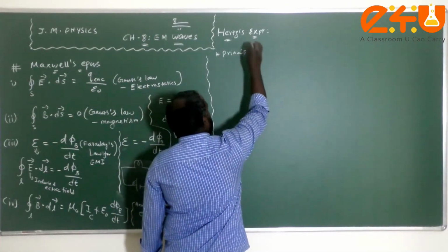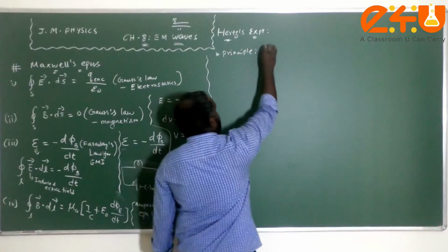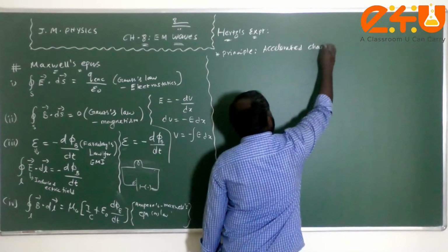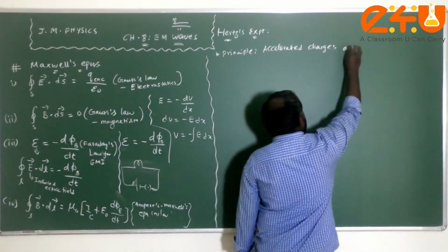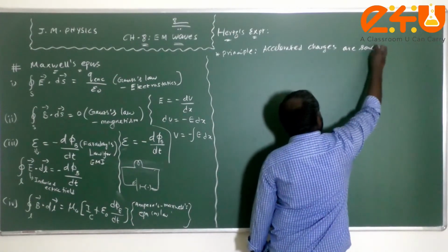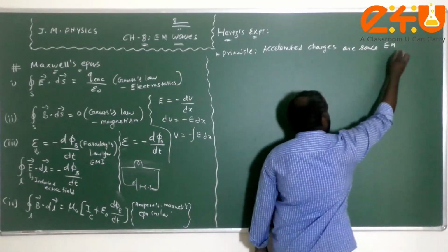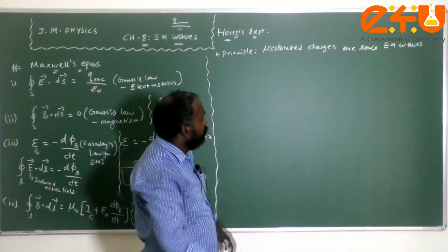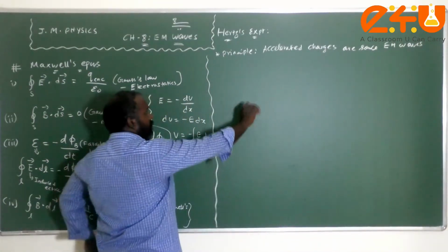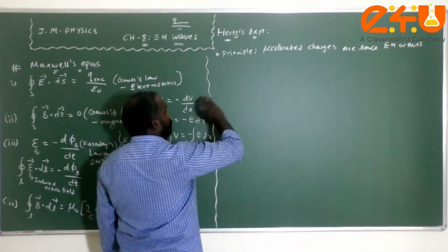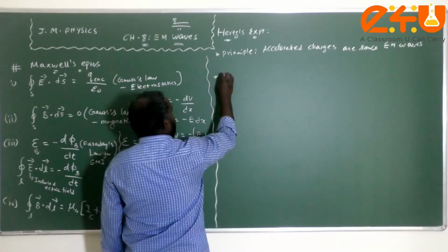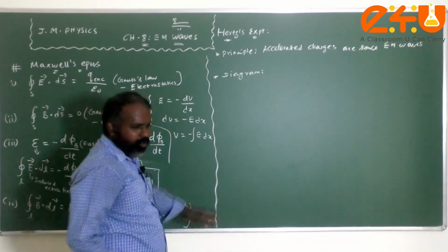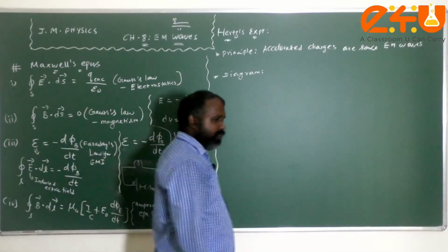As we discussed earlier, accelerated charges are the source of electromagnetic waves or electromagnetic radiations. That is the principle we used. And the next one is a diagram. The second point is the diagram. From an exam point of view, you can write such subtopics and get more marks.